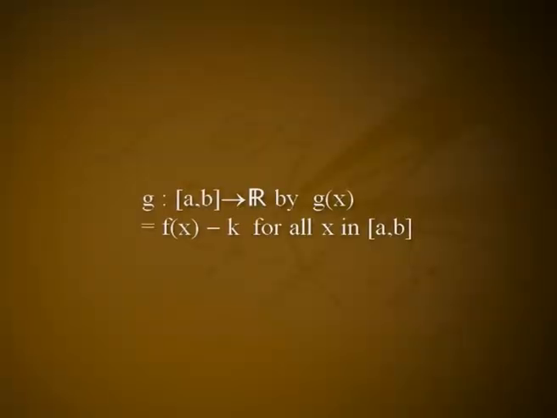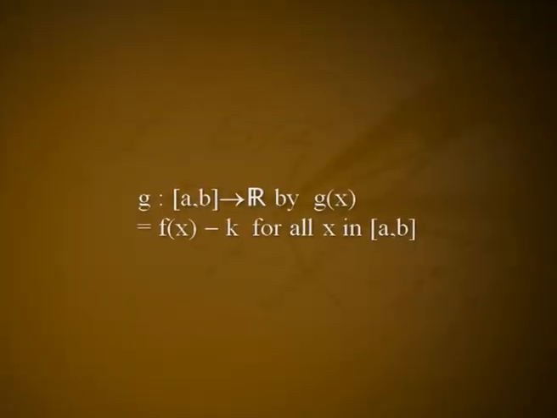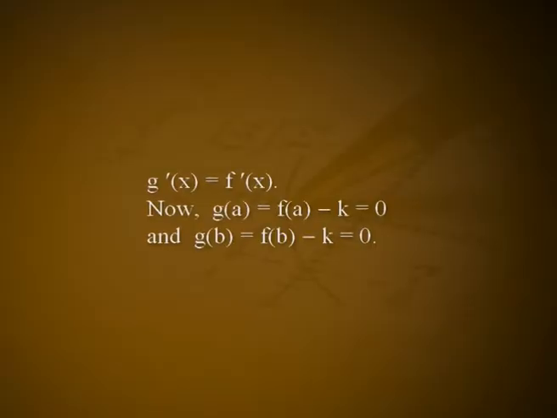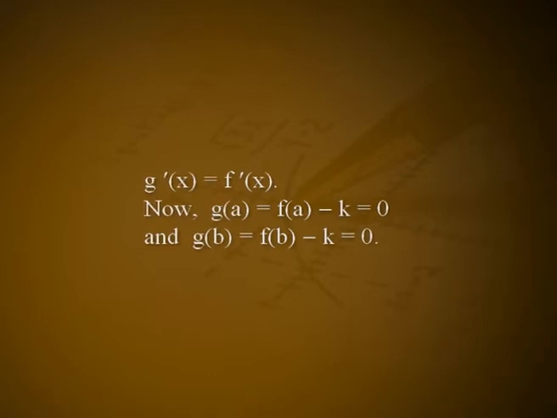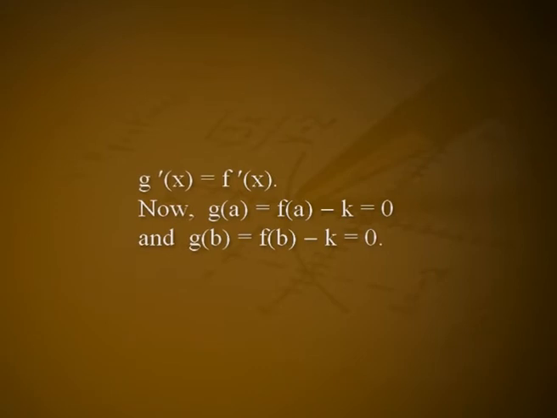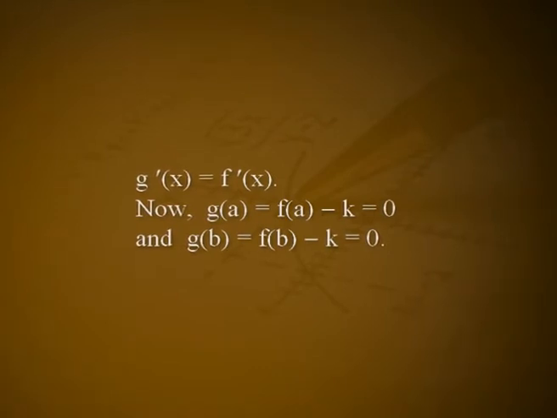Define a function g from [a, b] to R by g(x) = f(x) − k for all x in [a, b]. Then g is continuous on [a, b], differentiable on (a, b), and g'(x) = f'(x). Now g(a) = f(a) − k = 0 and g(b) = f(b) − k = 0.